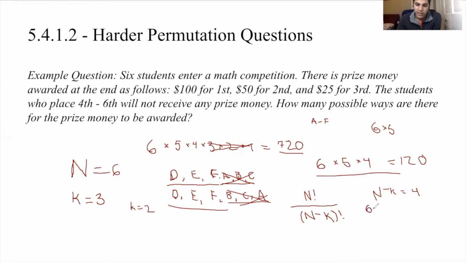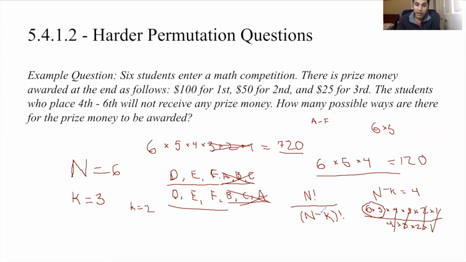And if you write this out, here's why it makes sense. Imagining we had 6 times 5 times 4 times 3 times 2 times 1 in the numerator, and then divided by 4 times 3 times 2 times 1 in the denominator. Then this 4, the 3, the 2, and the 1 all cancel, and we're left with 6 times 5, which is exactly what we need to do.